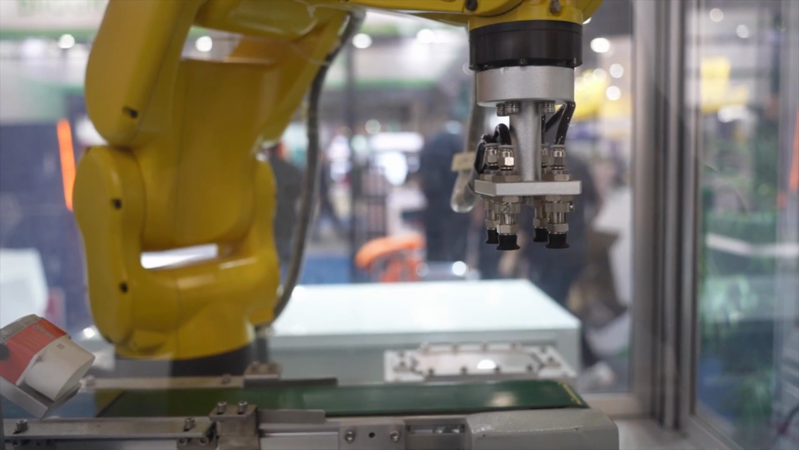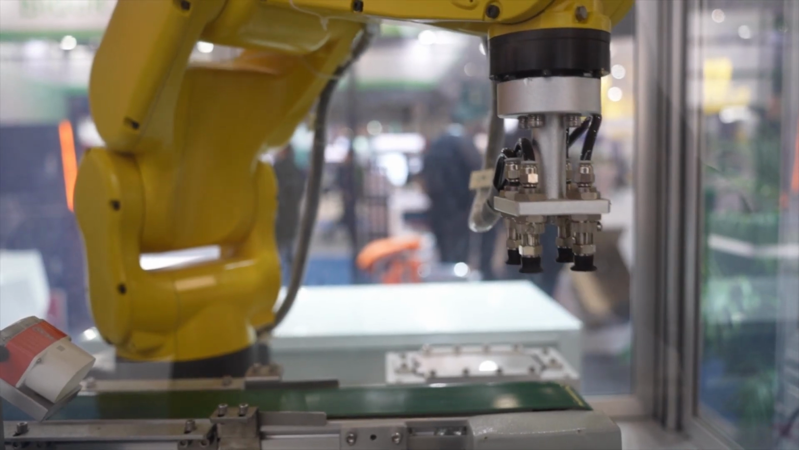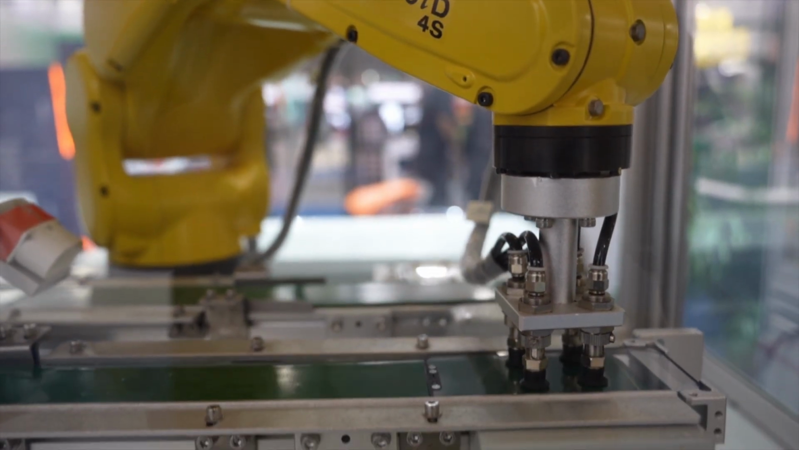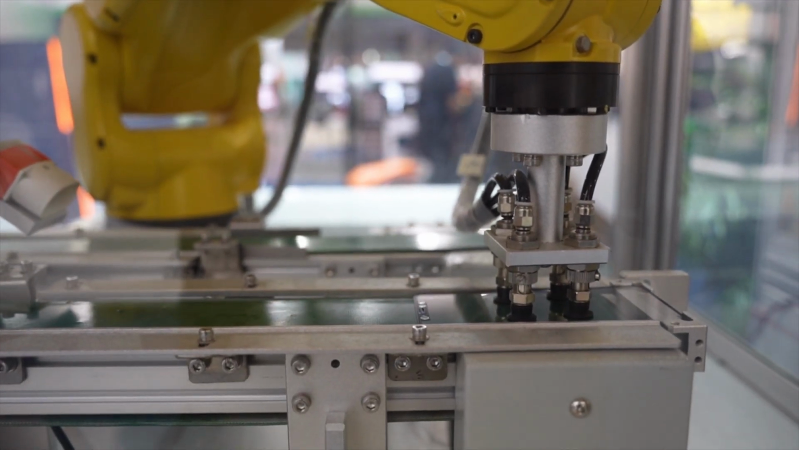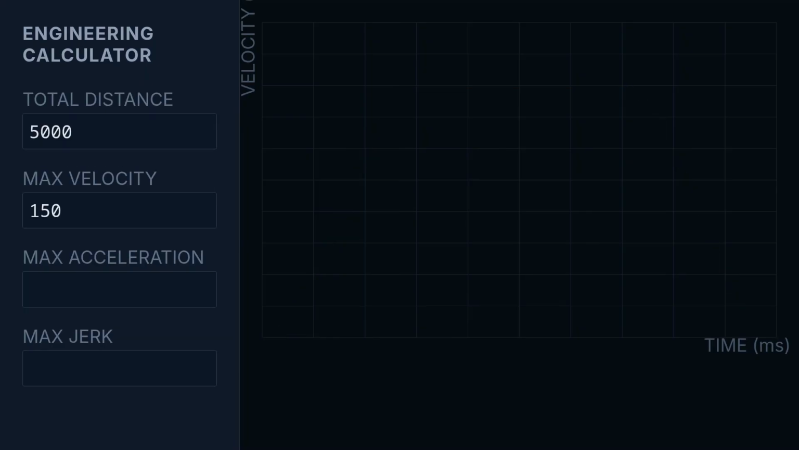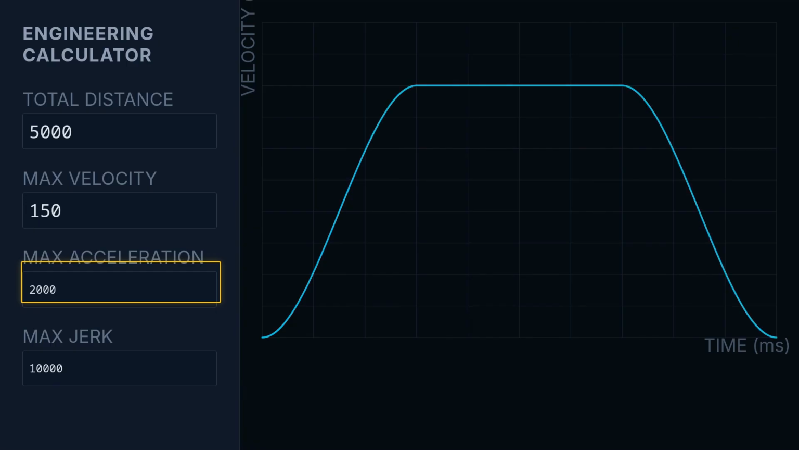Here's a practical example from a pick-and-place application. I'll enter distance, 250 millimeters for a typical workplace span. Maximum velocity, 500 millimeters per second, a common servo motor rating. Maximum acceleration, 2000 millimeters per second squared, conservative for reliability. Maximum jerk, 10,000 millimeters per second cubed to ensure smooth motion.